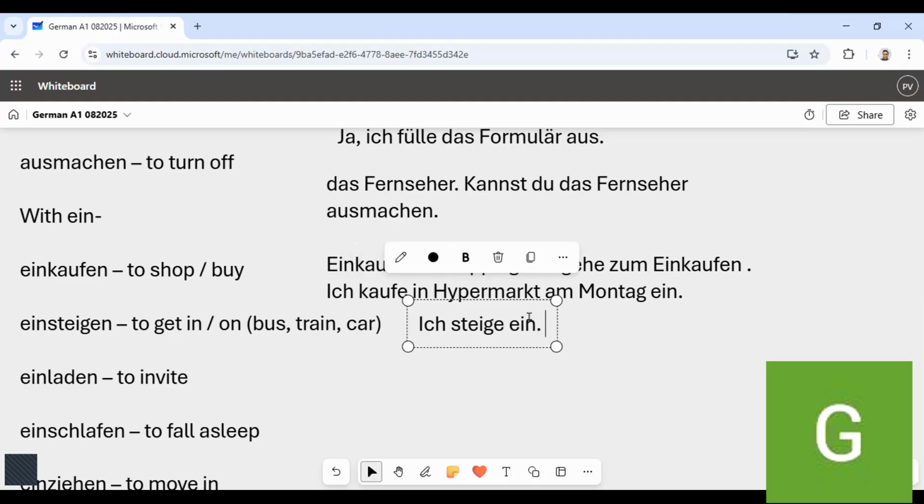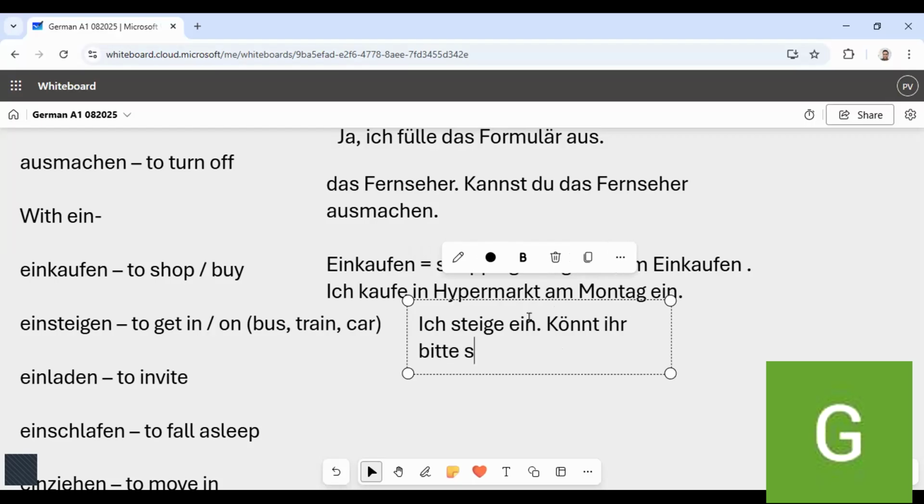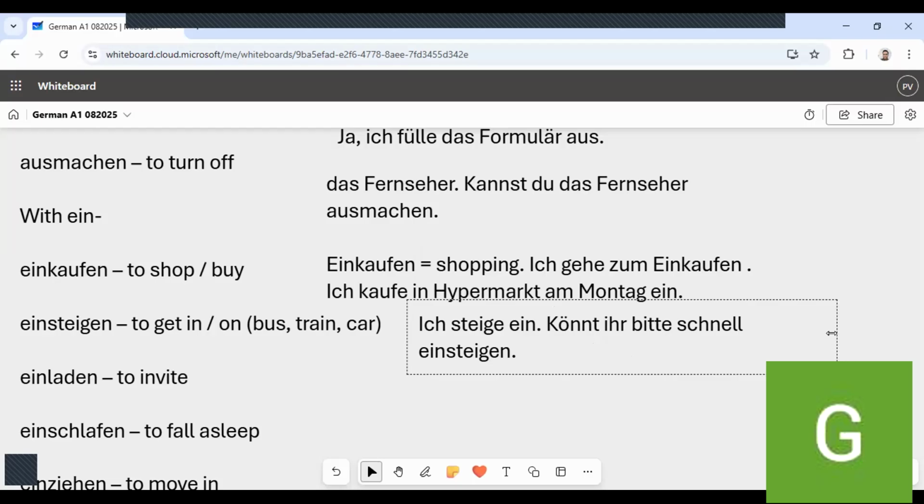Or if you want to say, again, there are a lot of people in front of you, and the door again opens for a limited time, and you want all of them to go inside quickly. You will say, Könnt ihr bitte schnell einsteigen. What is the meaning of this? Könnt ihr bitte schnell einsteigen. Could you all please quickly get in?